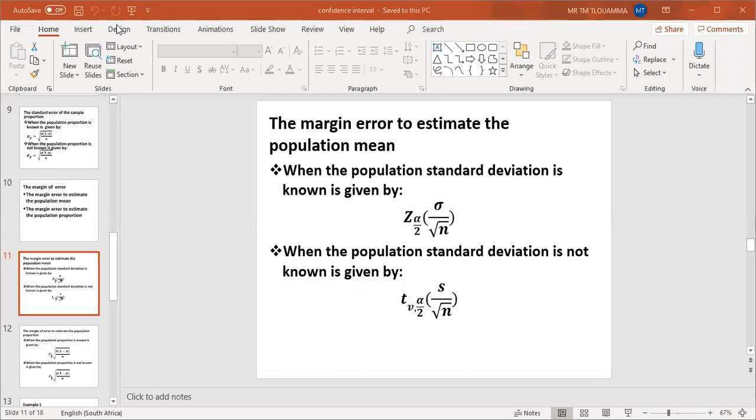Hello guys, am I still audible? Because my connection says it's unstable. Am I still audible that side? Yeah, you came, hello?